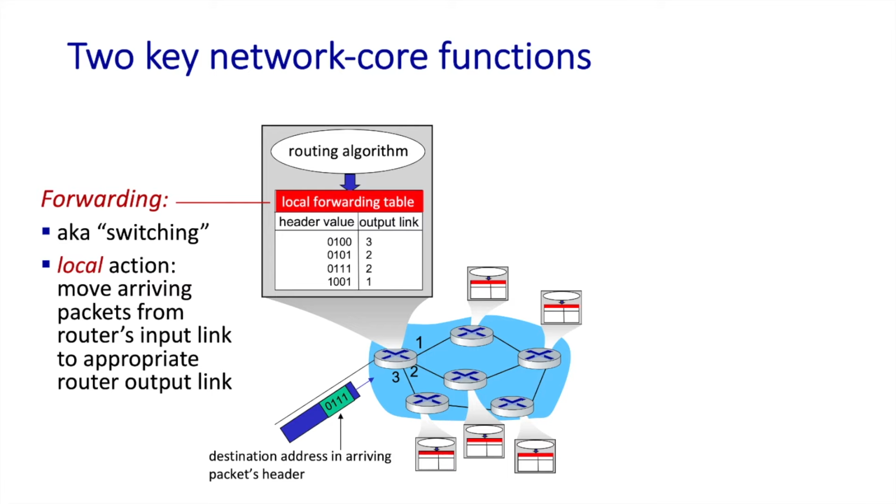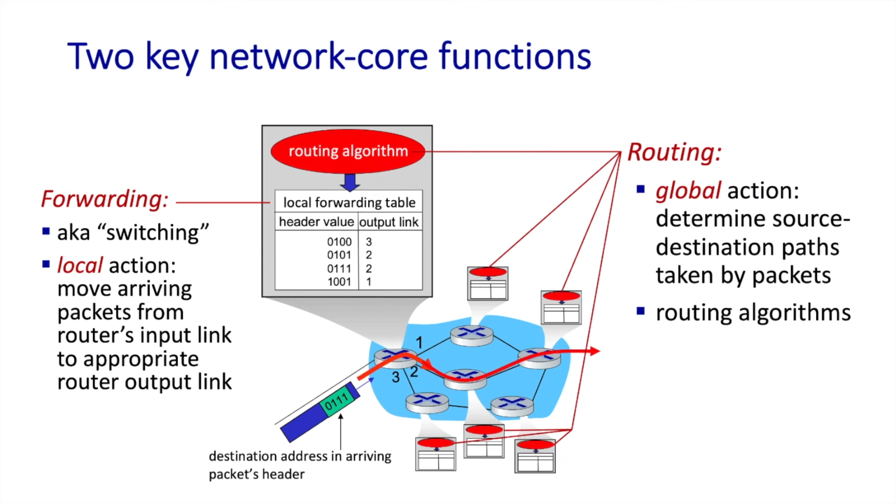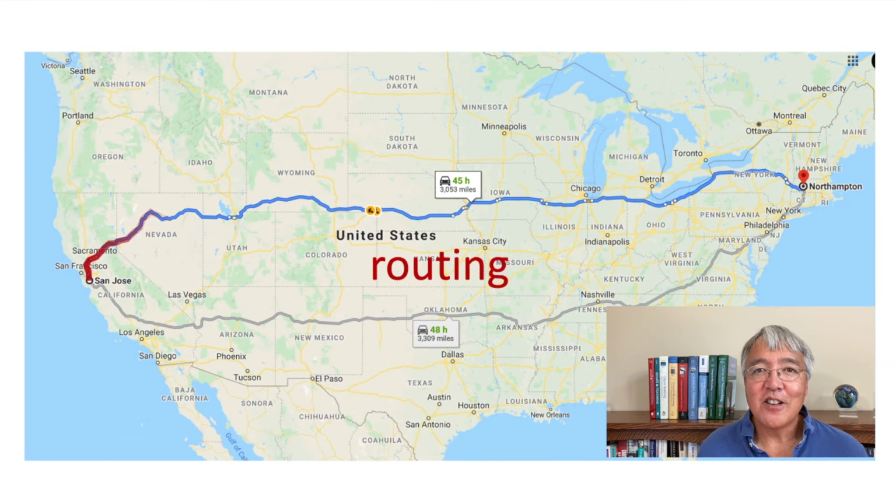And that's where we encounter the second key function of the network core, and that's routing. Routing is the global action of determining the source to destination paths taken by packets. As we'll see, routing algorithms compute these paths and compute the local per router forwarding tables needed to realize this end-to-end forwarding path.